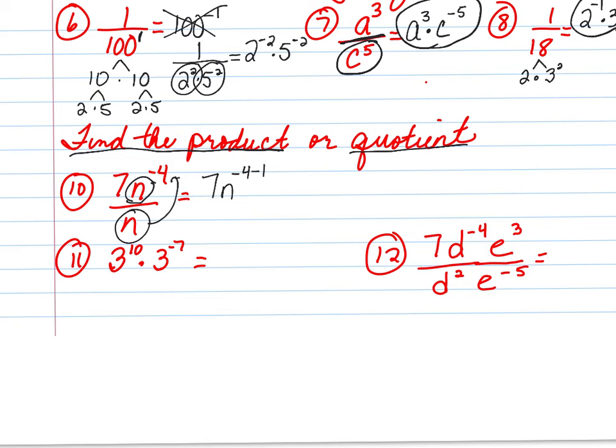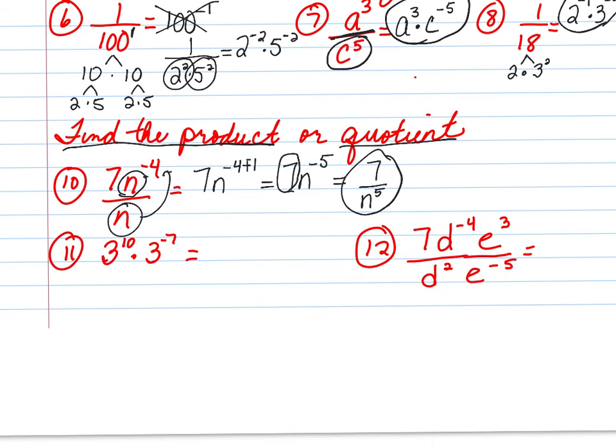Do you have to show this to me? If you do not show me the rules, I'm going to count the problem wrong. I don't care if you think you can do it in your head. I don't know that. So we get 7n to the... No, keep change opposite. Negative. So now we can't have a negative exponent, so it becomes 7 is the coefficient. It has an exponent of 1, so it stays there over n to the 5th power.